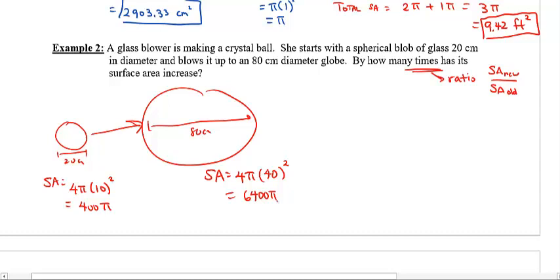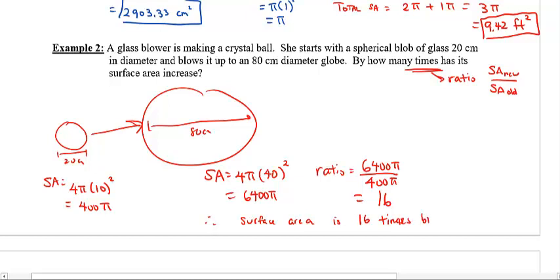And so the ratio here is what? Well, the ratio is the new divided by the old, which equals 16. So it's actually 16 times as big. So I'll say, therefore, the surface area is 16 times bigger. There you go. Okay, to the next page.